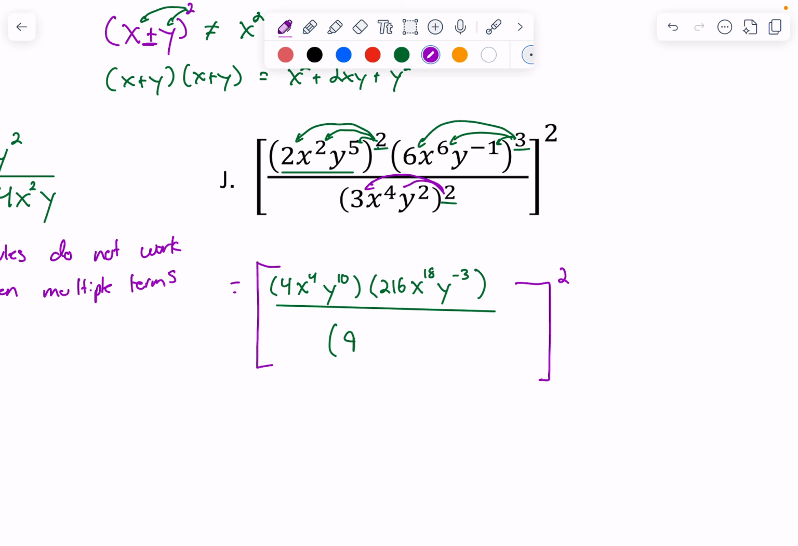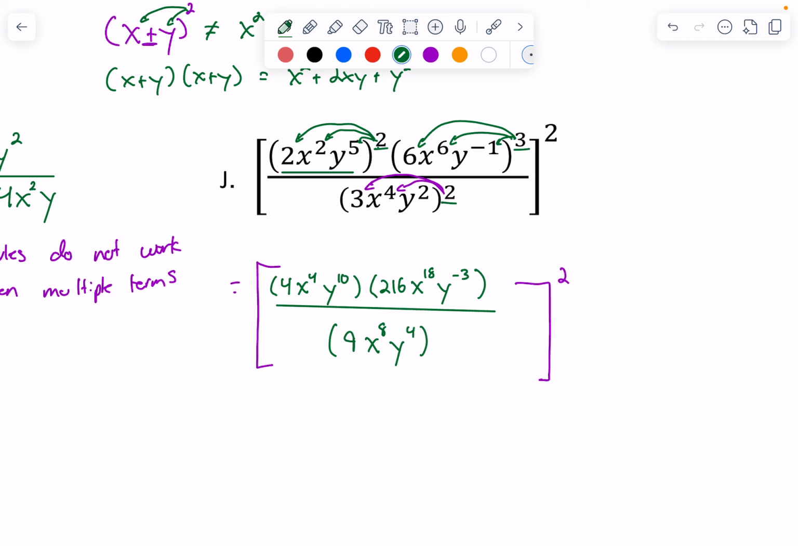2 x to the 4 put to the power of 2. That's x to the... sorry, why am I writing in purple? That is x to the 8. And then 2y squared put to the power of 2 is y to the 4.